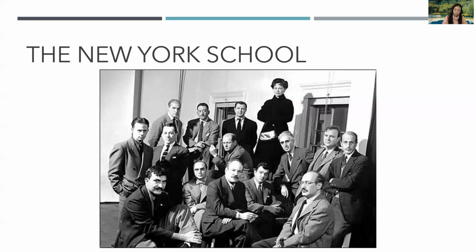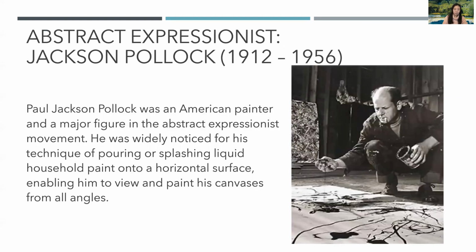So the New York School was a convenient label under which to lump together a group of painters, also known as the abstract expressionists. Abstract expressionists were Jackson Pollock and Willem de Kooning. Paul Jackson Pollock was an American painter and a major figure in the abstract expressionist movement. He was widely noticed for his technique of pouring or splashing liquid household paint onto a horizontal surface, enabling him to view and paint his canvases from all angles.